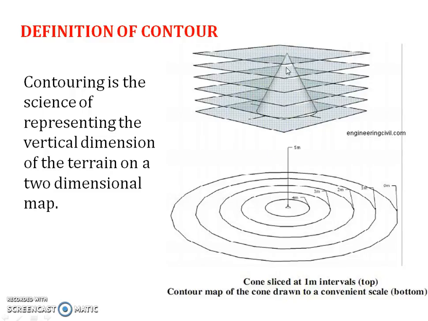In this figure, a cone is shown and it is cut by means of so many horizontal planes. The points of intersection of the surface of the cone and the planes cutting the cone, if joined, will form concentric circles. These concentric circles can be imagined as the contours. If the difference in elevation between these planes is 1 meter, then these are the contours of 4 meters, 3 meters, 2 meters, 1 meter, 0 meter, and so on.